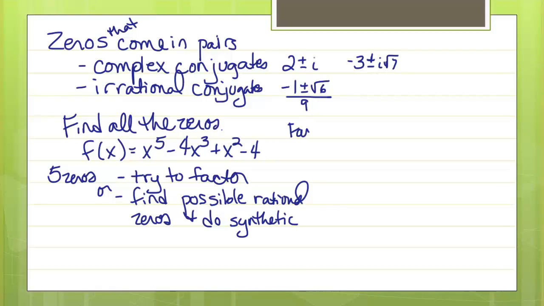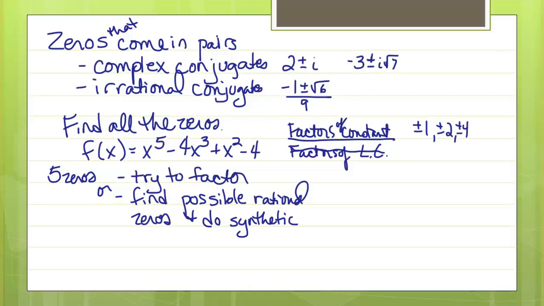Well, it's going to be factors of the constant over factors of our leading coefficient, which is 1, so I don't really care about it. So it's just going to be plus or minus 1, plus or minus 2, and plus or minus 4. So those are easy enough numbers to deal with. That's why I'm choosing to go ahead and just start with that.